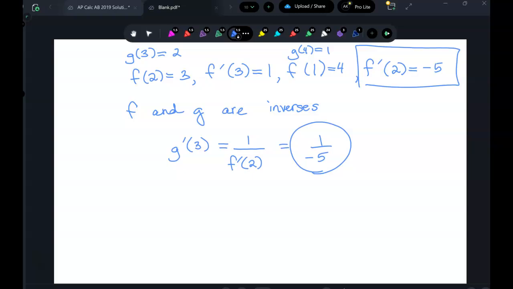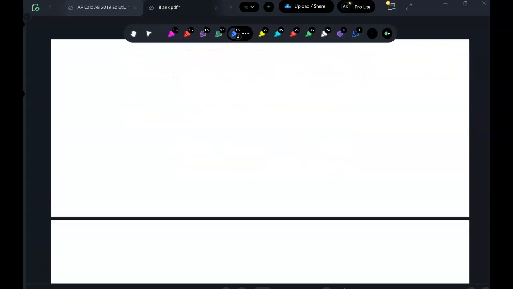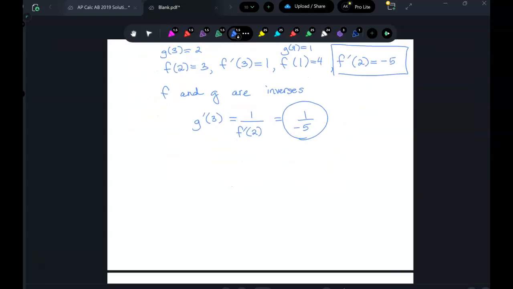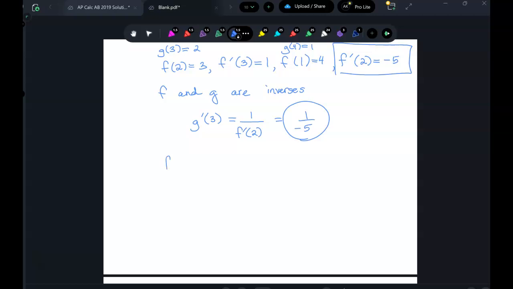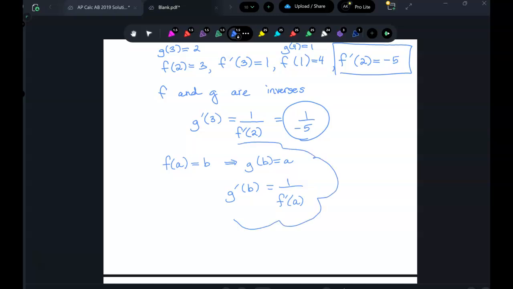G of 2 is negative 1/3. When you have inverses, like if I say F of A equals B, and G is the inverse, then G of B equals A. So if I'm trying to find A, G prime of B is going to be 1 over F prime of A. That's the rule for inverses.